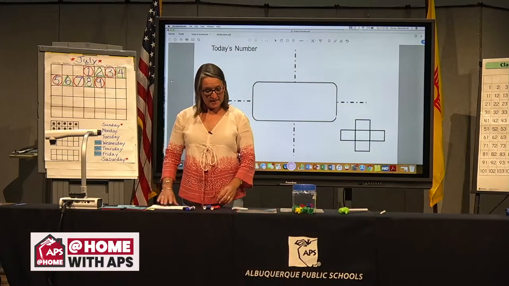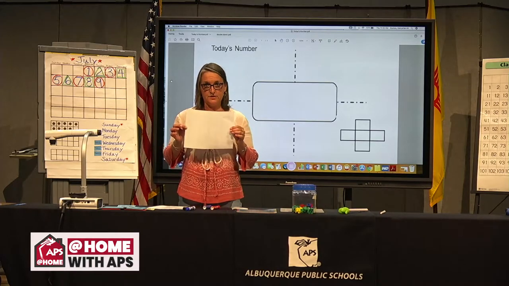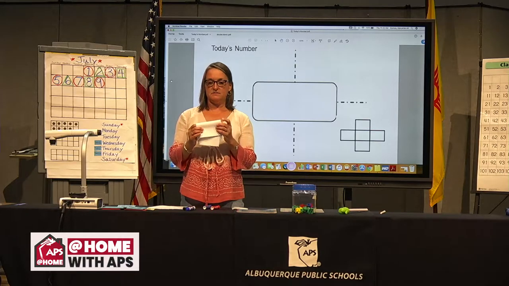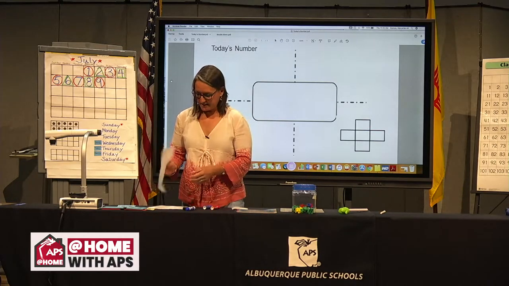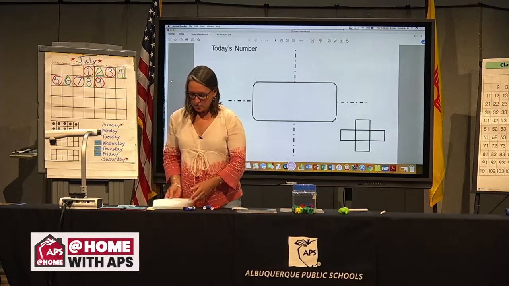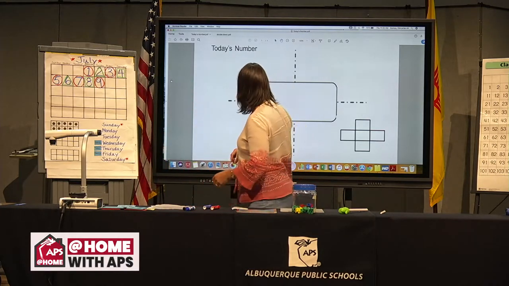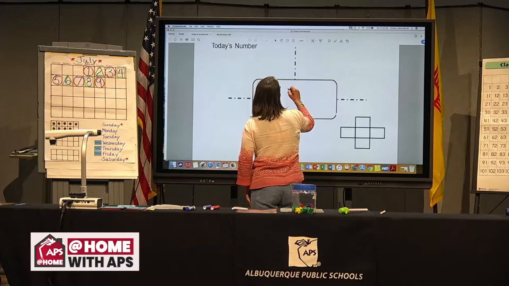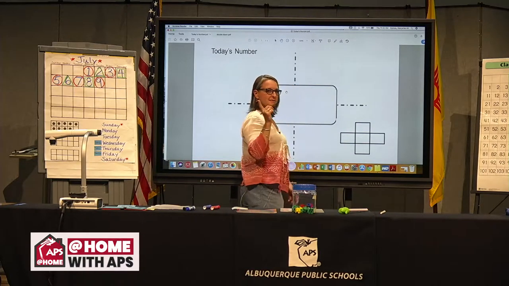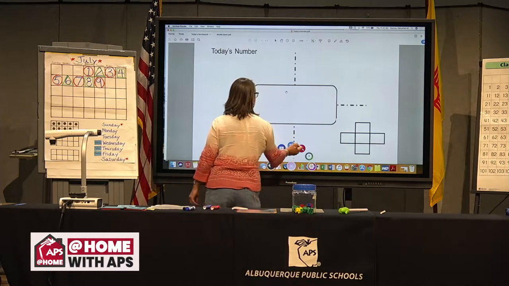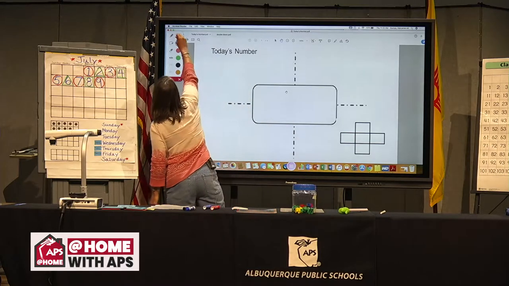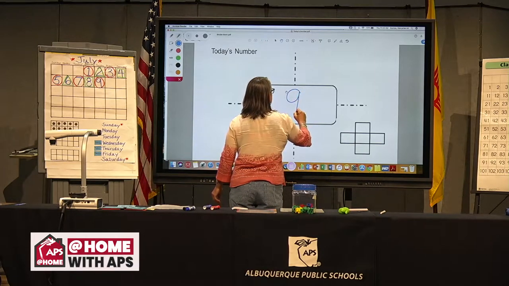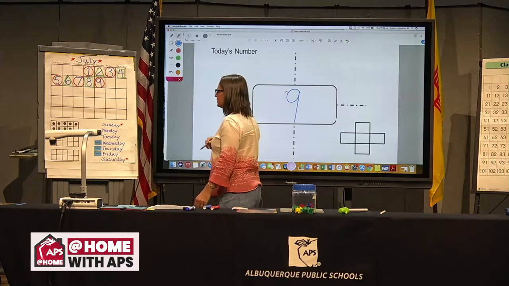Now, if you have a paper that you can use, fold it in half, hamburger style, and fold it in half again to make 4 squares or 4 rectangles, quadrilaterals, and you can work the number of the day with me. Today's number is 9. Oh, I need to turn on my pen. Let's do that. Okay, today's number is 9. 9 gets a nice round top and a straight back.